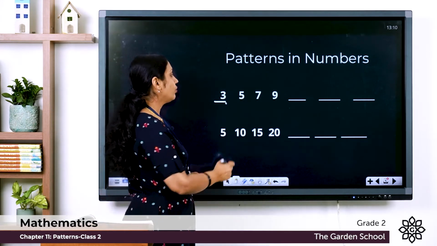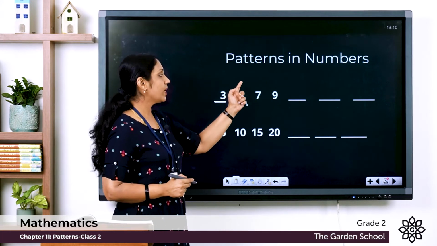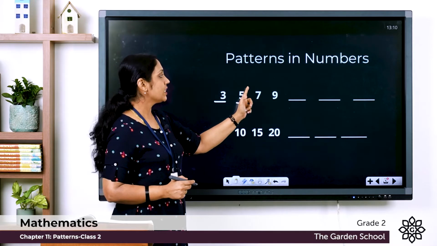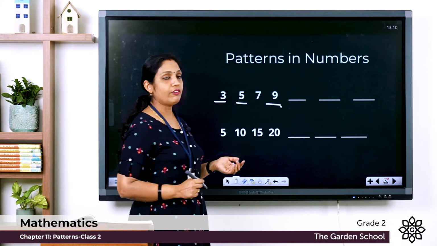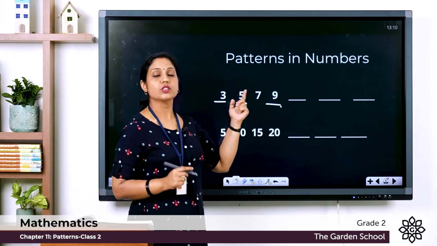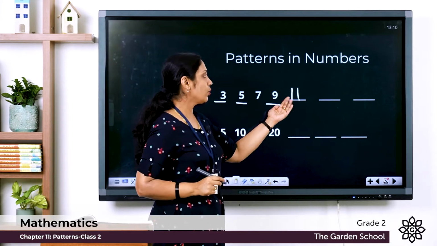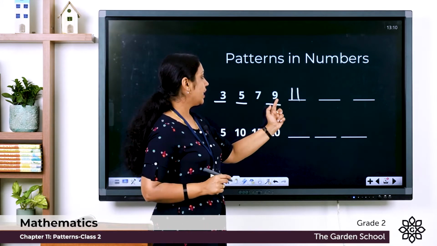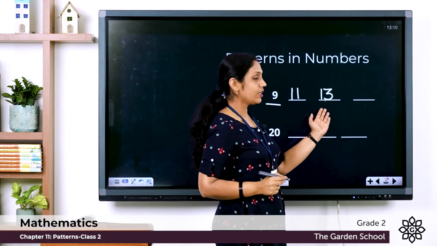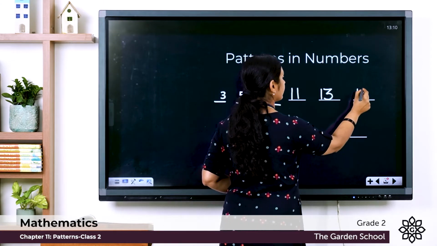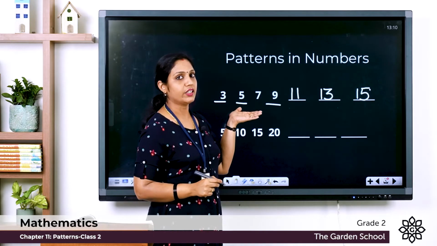Now we have to find out when we add 2 to this 5, are we getting the number 7? So 5 plus 2 is equal to 7. 7 plus 2 is 9. Now with this 9, we have to add 2 to get the next number. So 9 plus 2 is 11. So we can write it here, 11. Next with this 11, we have to add 2. 11 plus 2 is 13. 13 plus 2, 15. So here you can see that the numbers are arranged in a pattern.